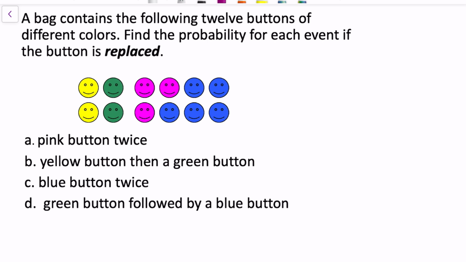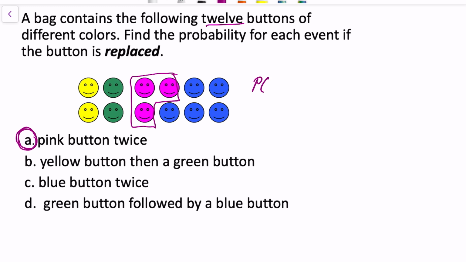So let's do a couple of examples of sampling with and without replacement. This is a very basic example, but it's very intuitive, and it really helps understand the basic concept. We have a bag of 12 buttons, and they have different colors. So we're going to do different events, A, B, and C. Right now we're going to do A, a pink button twice. First, we're going to sample using independent events. That means also sampling with replacement.